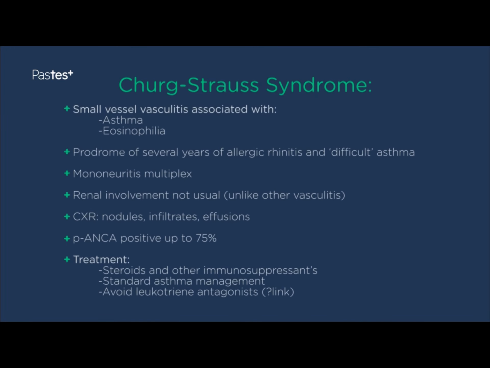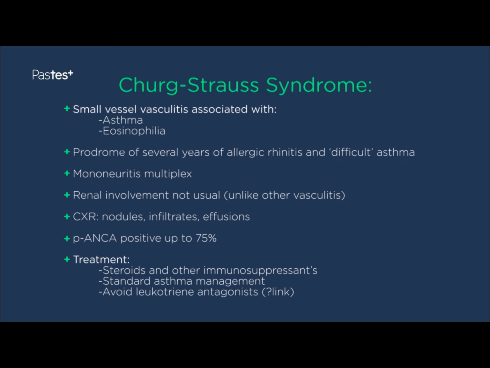I'm just going to do a quick run through Churg-Strauss syndrome, which is often underdiagnosed because it's not very well recognized by many people. It's a small vessel vasculitis associated with asthma and eosinophilia. As our patient did, there is a prodrome, typically of several years, of allergic rhinitis and asthma that has been thought to be difficult to control. Often there is an association with mononeuritis multiplex, and if you remember, our patient did have some peripheral nerve involvement.